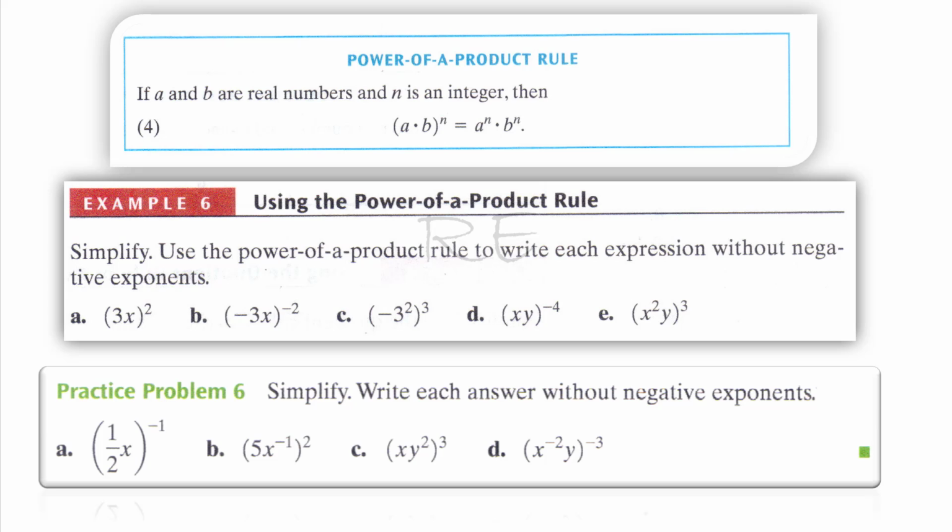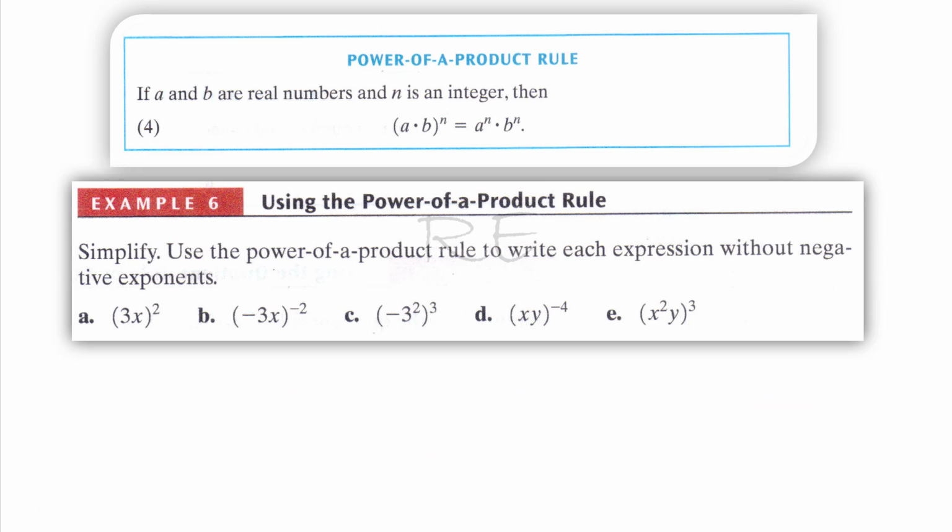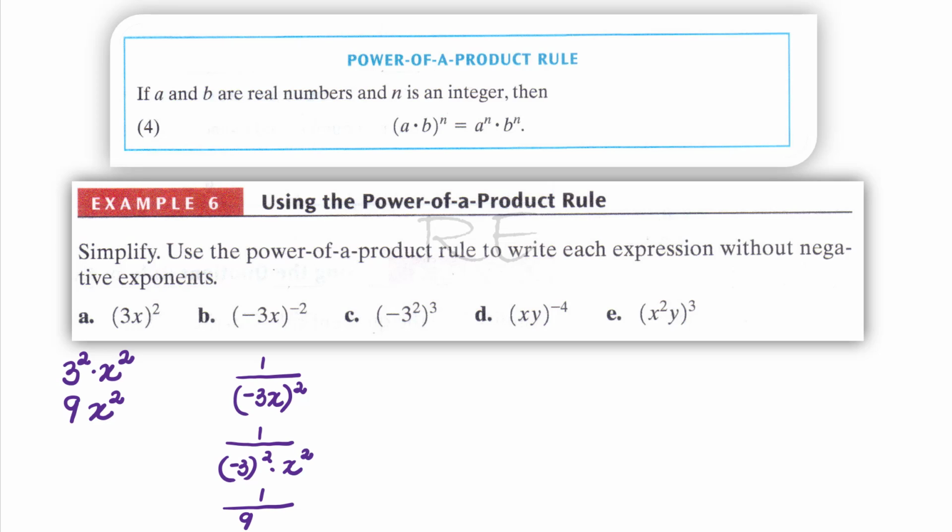(ab) to the n is equal to a to the n times b to the n. (3x) to the second is equal to 3 to the second, which is 9, and x to the second, 9x to the second. (Negative 3x) to the negative 2 is 1 over (negative 3x) to the 2, and it's going to be 1 over negative 3 squared, which is positive 9 times x squared.